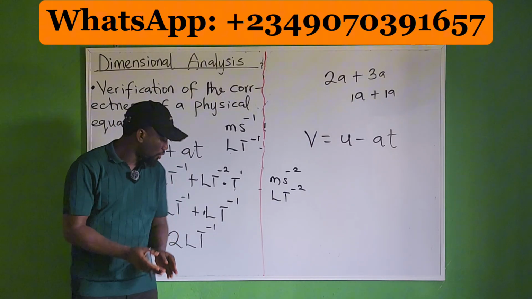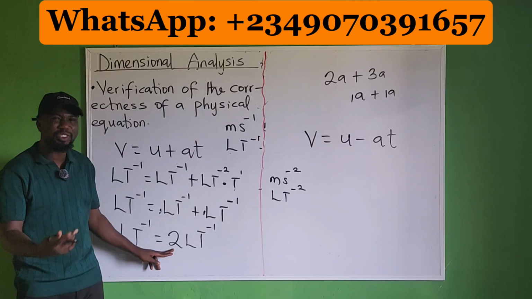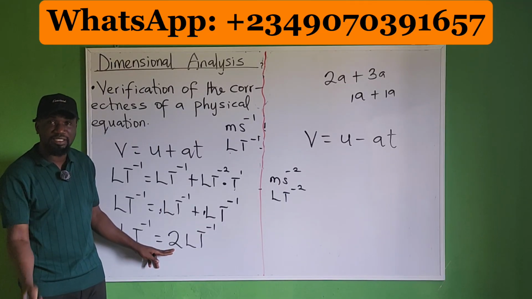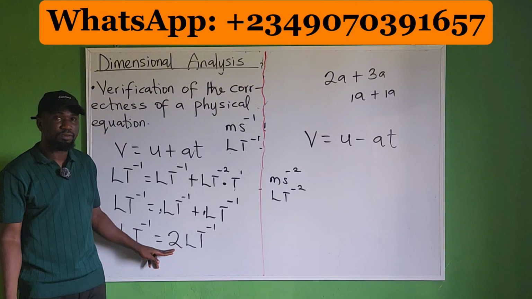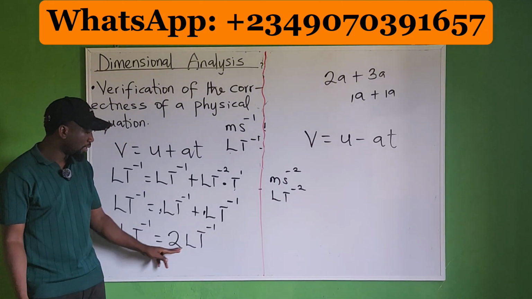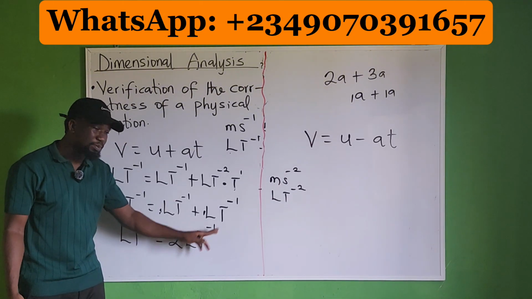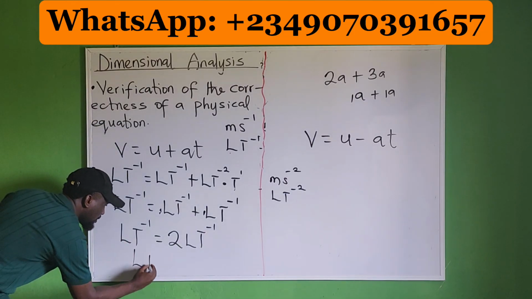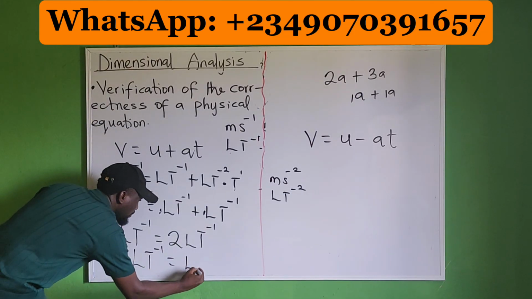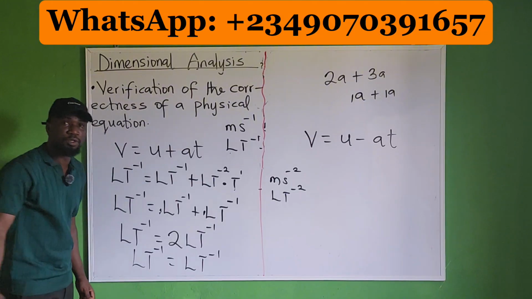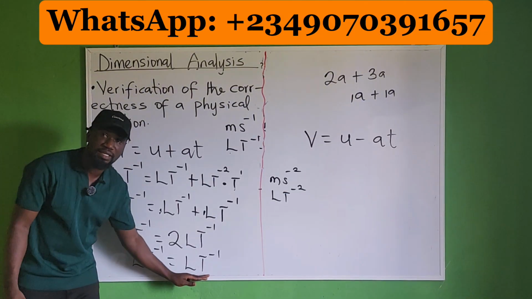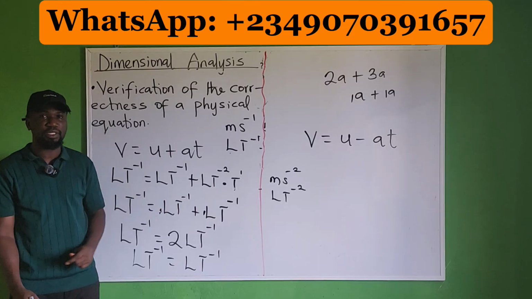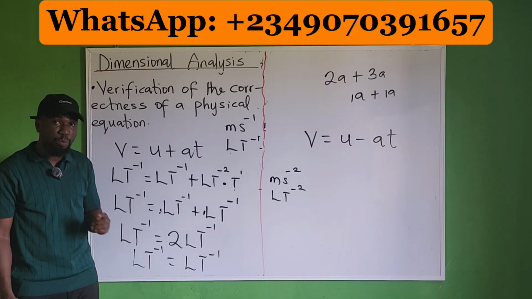Are you with me now? So let's say I have it to be 5, or I have it to be theta. It is a constant, and for a constant the value is 1. Do you understand? So if I have 1 times this, I'm still going to have LT raised to the power minus 1. So LT^-1 equals LT^-1. Since the left hand side is equal to the right hand side, that shows that this equation is correct. I hope you understand.